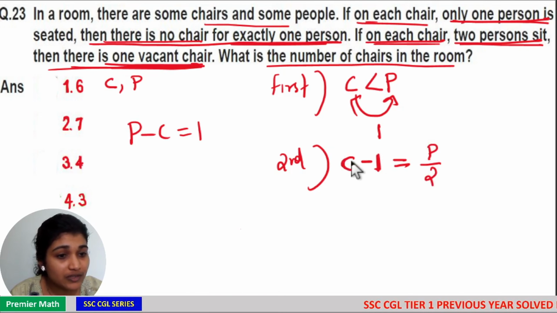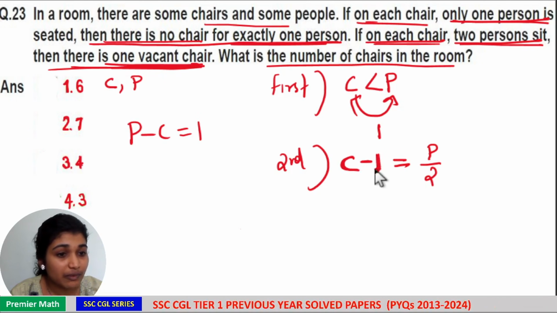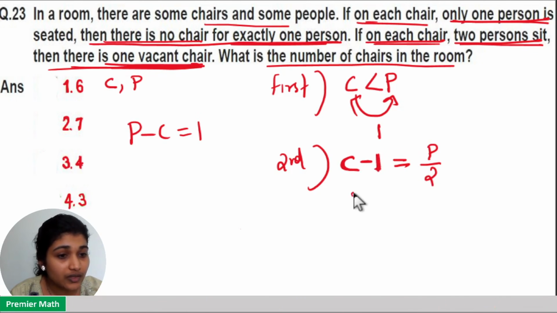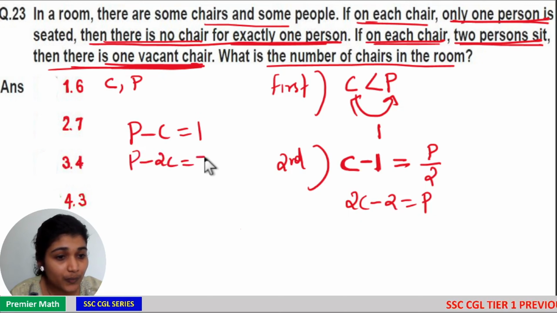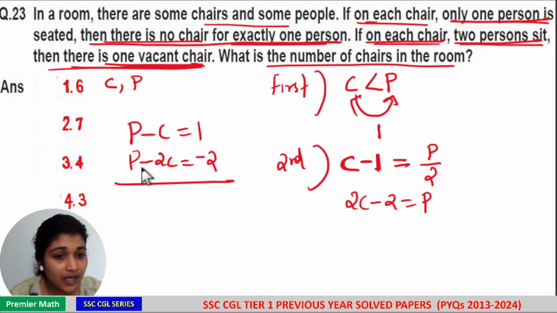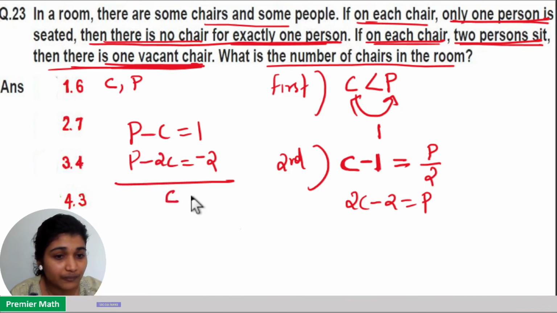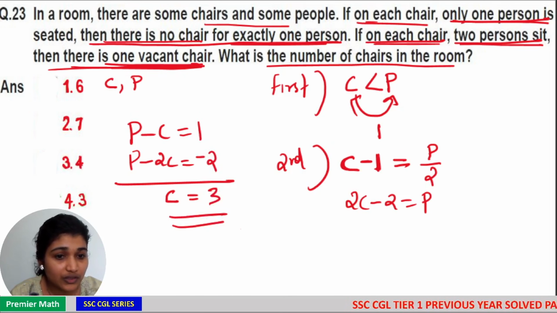Fully occupied seats means total number of chairs minus one vacant seat. So C minus 1 equal to P by 2. Then 2C minus 2 equal to P. From this, P minus 2C equal to minus 2. Now if you solve this, P minus P cancels, minus C plus 2C is equal to C, so C equal to 1 minus minus 2, which is 3. Number of chairs is equal to 3. Option 4 is your answer.